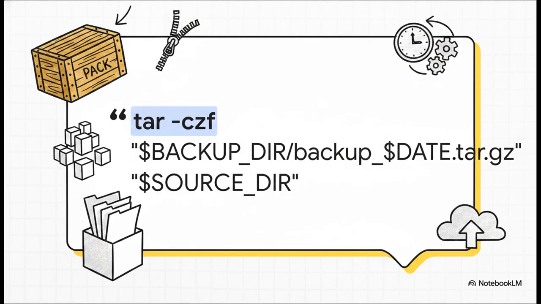And this is the command that does all the heavy lifting. tar is a classic tool for archiving files. Those letters that come after it, they're called flags, and they're just instructions. C means create an archive. Z tells it to compress it using gzip. And F means we're going to specify a file name. So CZF just means create a compressed file. See? Not so scary when you break it down.